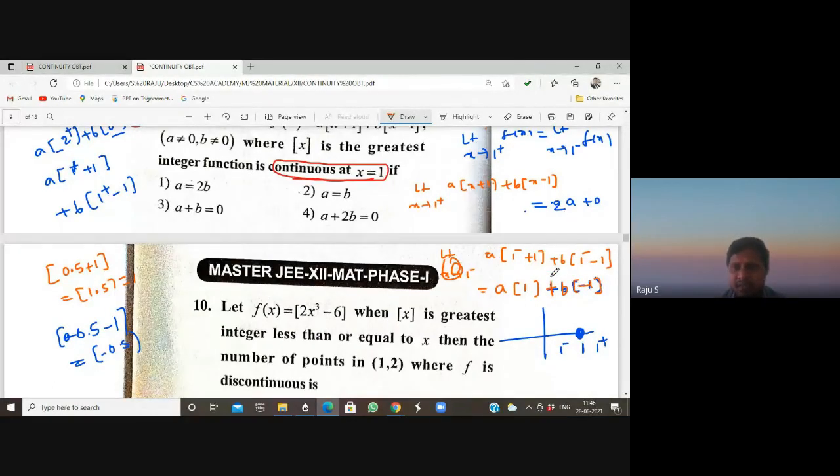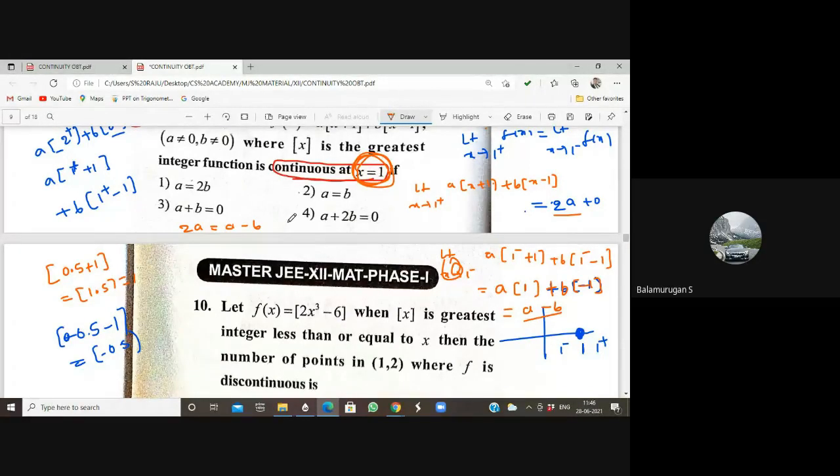So anyhow, we are getting, right, what is the equation then? This is equal to a minus b. So the right hand limit we got 2a, the left hand we got a minus b. Why do we equate these two? Because it is clearly continuous at x is equal to 1. So 2a is equal to a minus b. The answer is a plus b is equal to 0.